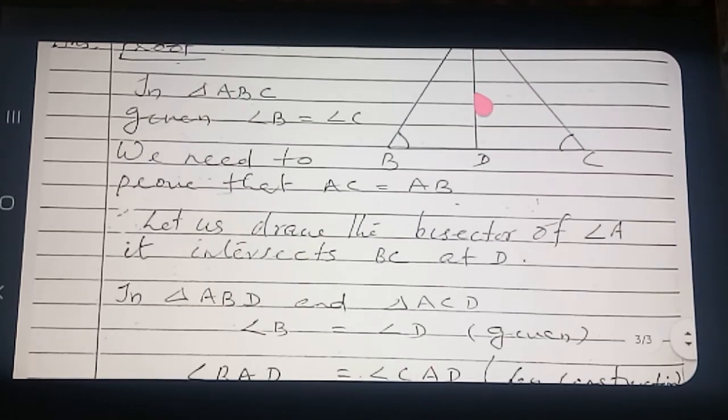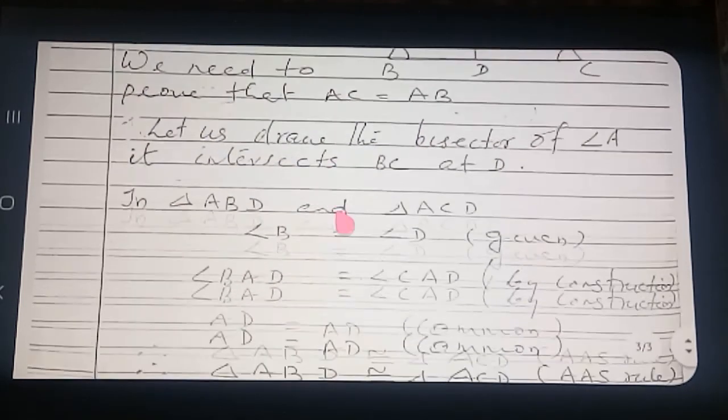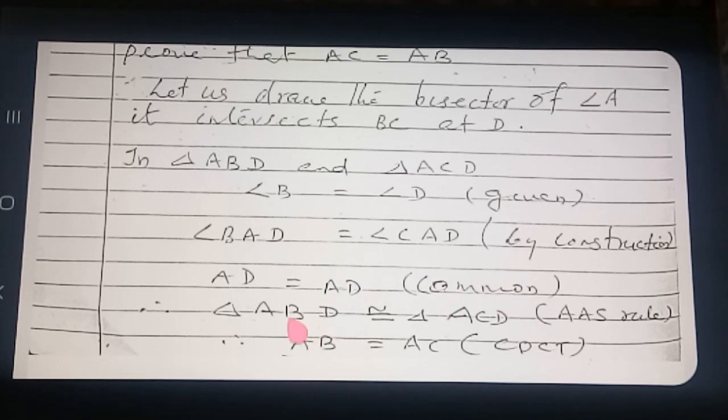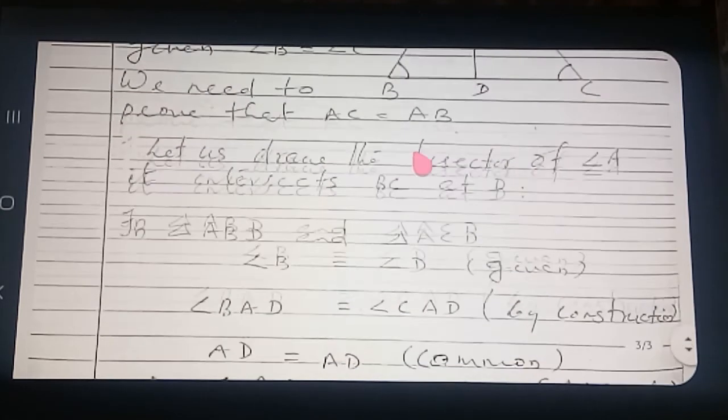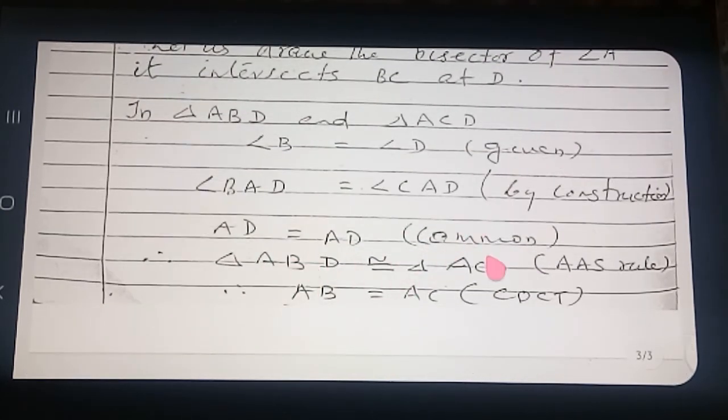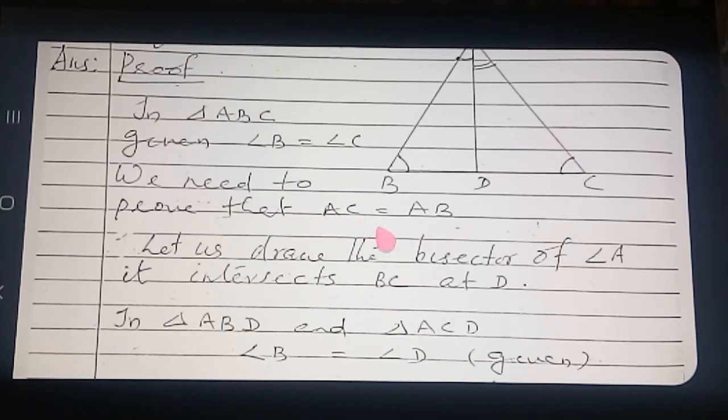Then next point, what is? AD is the common side. Therefore what you can say? Triangle ABD is congruent to triangle ACD. By which result? Again see the diagram. AAS congruence rule. Okay. Therefore what you can say? By AAS congruence rule, triangle ABD and triangle ACD are congruent. Therefore what is AB and AC? By CPCT, AB equal to AC. That only you want to prove. See here, you want to prove that AB equal to AC.